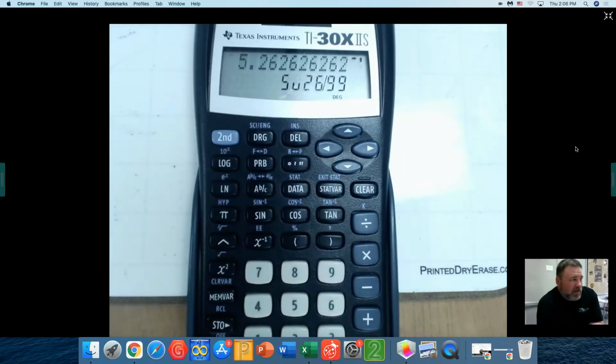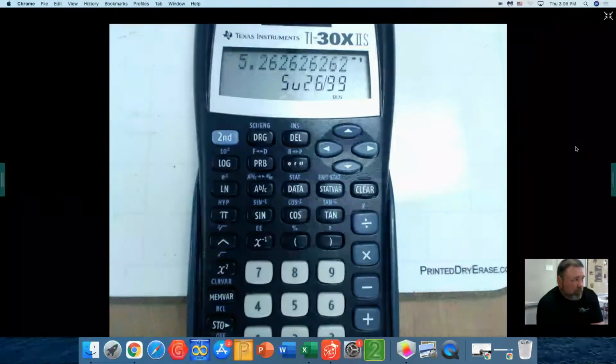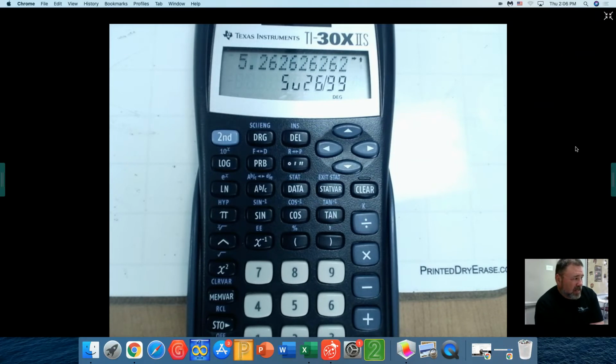Well, and it's always a good thing to remember, too, that when you have a whole number and a decimal, it's just the whole number plus whatever the decimal is. And the decimal is the piece of the whole or the fraction. And so that's what the calculator's showing you right there. It's 5 whole units plus 26 out of 99.